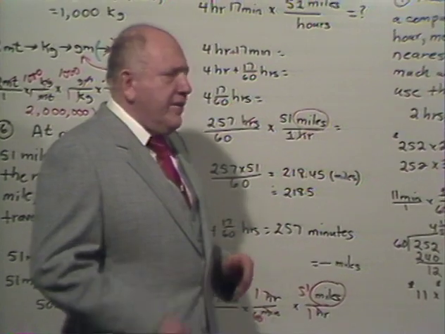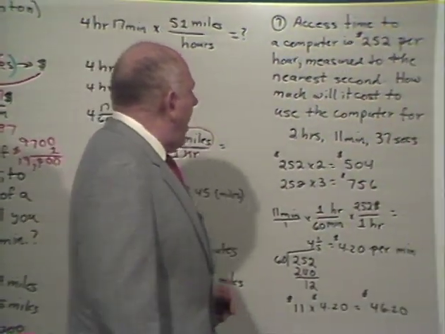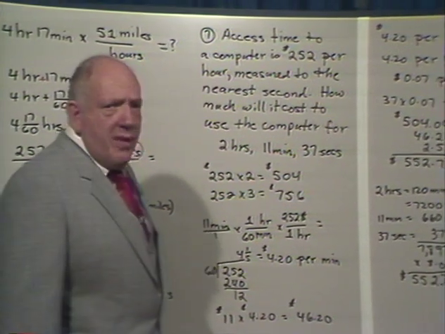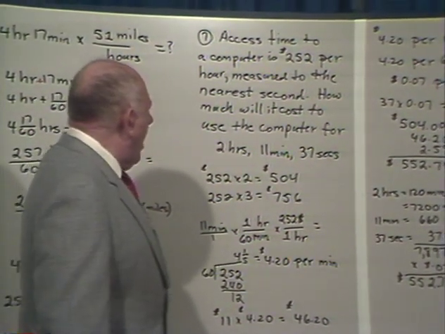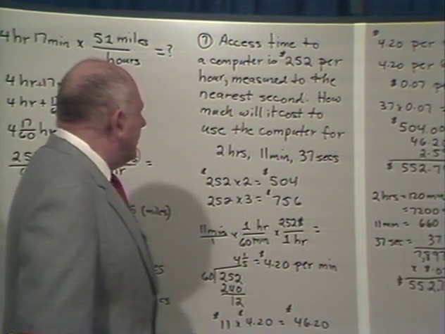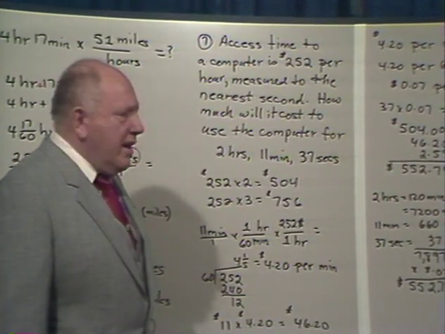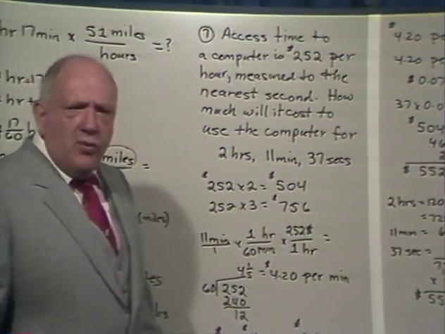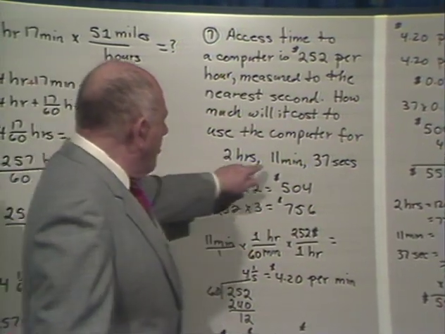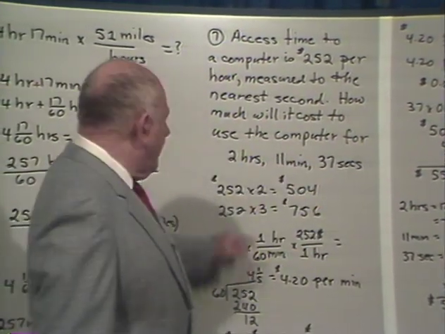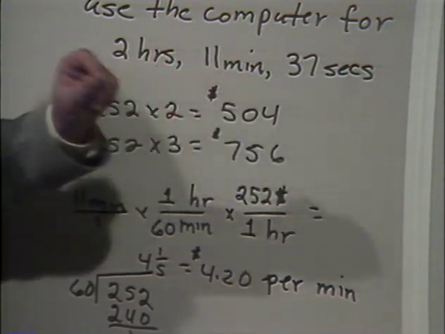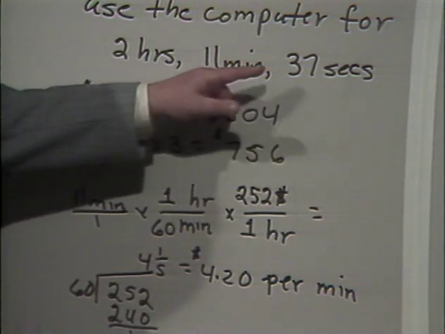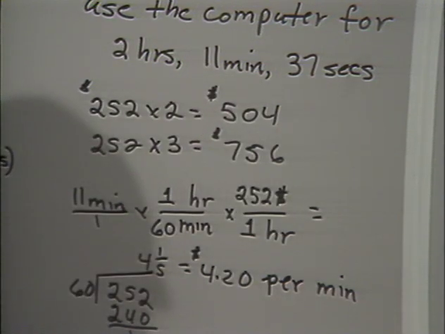Now let's look at a different kind of application. Access time to a computer is $252 per hour, and the time is measured to the nearest second. How much will it cost to use the computer for 2 hours, 11 minutes, and 37 seconds? I'm going to do this problem slightly differently from the rest, because I want to show you different ways of reasoning. I have students who read this as 3 separate problems. They say 2 hours, 11 minutes, 37 seconds, which problem do you want us to do?